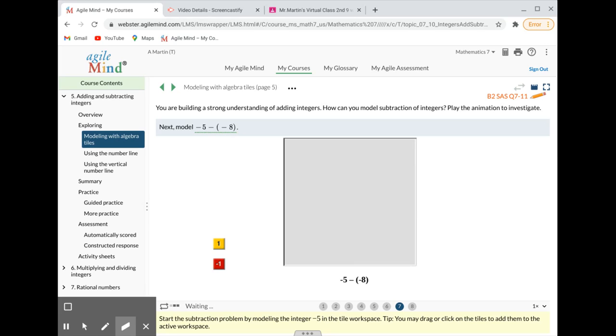Devin, he's thinking he might can represent it. What are you thinking, Devin? I don't know how to do it. So normally, I did it the keep change flip way. So if you did -5 plus 8, you would get -3. I mean, you would get 3.